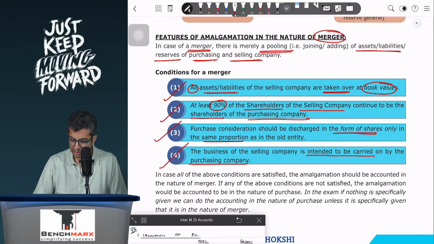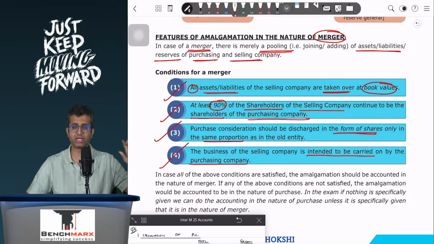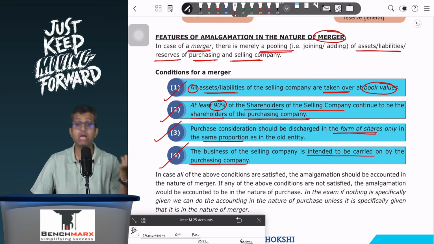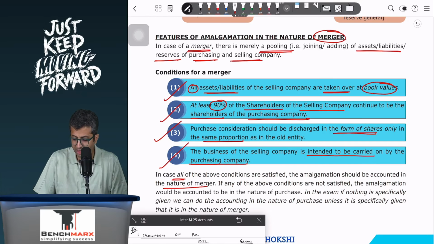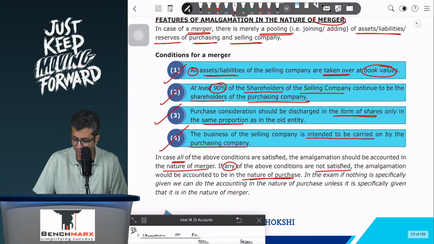Okay. So when you look at pooling of interest method, assets and liabilities will be taken over at book value. In purchase method, assets and liabilities will be taken over at fair values. In case all of the above conditions are satisfied, amalgamation would be accounted in the nature of merger. If any of the conditions are not satisfied, amalgamation will be accounted in the nature of purchase. In the exam, if nothing is specifically given, we will do accounting in the nature of purchase unless it is specifically given that it is in the nature of merger.